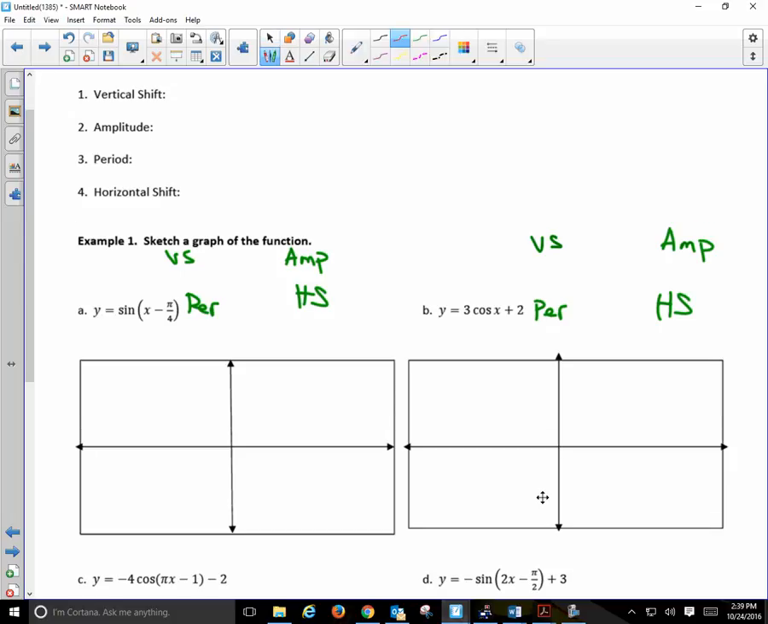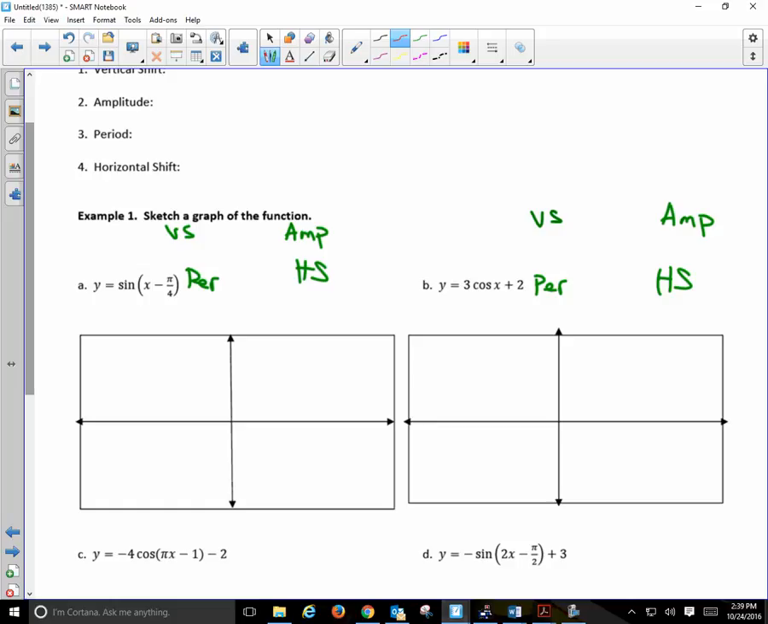Okay, so we start with the vertical shift. The vertical shift is always the number on the end. So it's 2 units. And what that means is instead of being centered around the x-axis, it's centered up 2 units. Now I'm also going to identify my amplitude. Amplitude is the absolute value of the number in front of cosine or sine. So it's going to be 3.